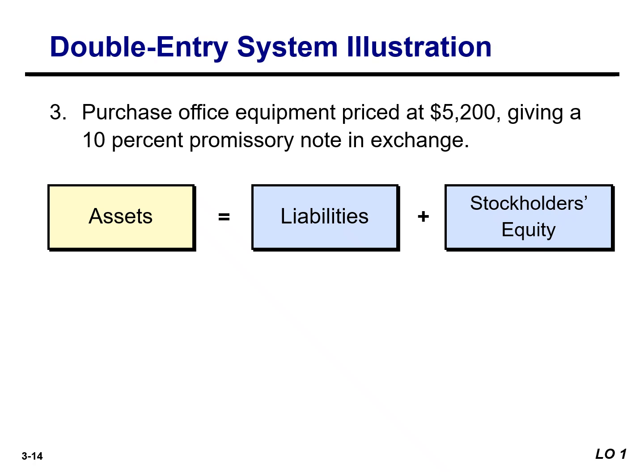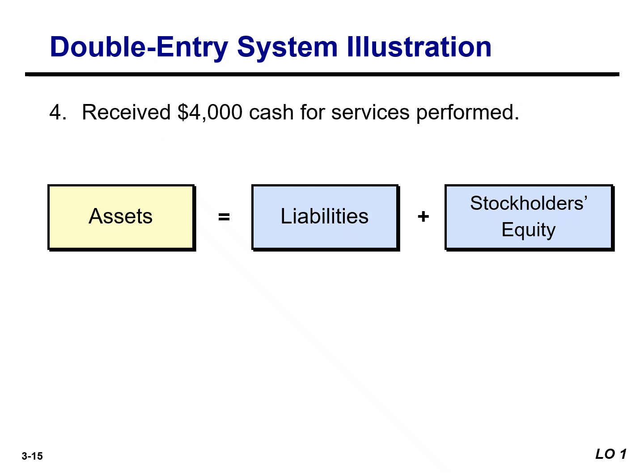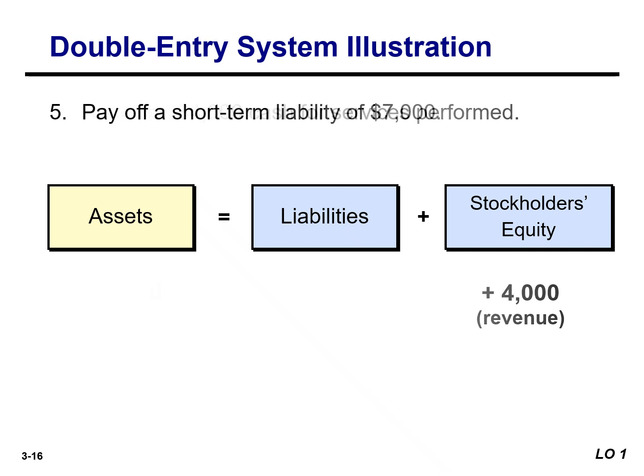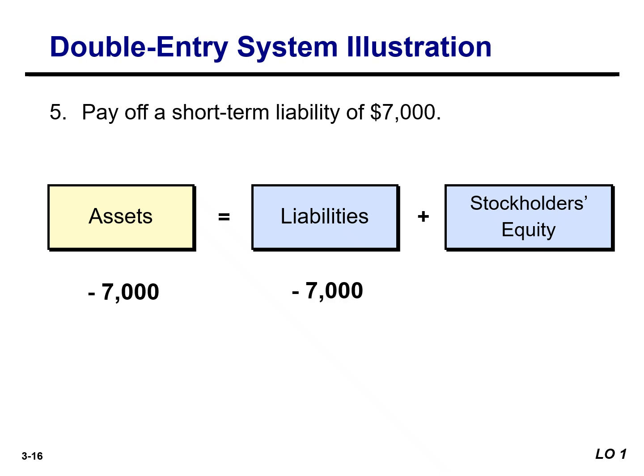Purchase an office equipment priced at $5,200, giving a 10% promissory note in exchange. Well, we got an asset of $5,200 and our liabilities went up by $5,200. Received $4,000 cash for services. We got $4,000 in assets, and equity goes up by $4,000 also. Pay off a short-term liability of $7,000. The asset goes down by $7,000. Liabilities go down by $7,000. Debit, credit.